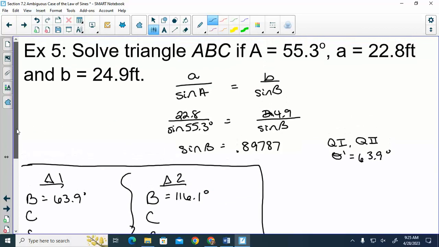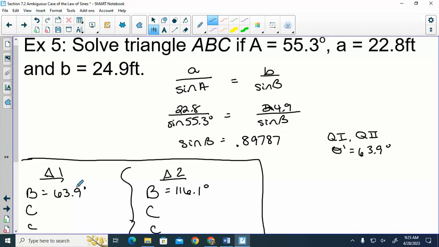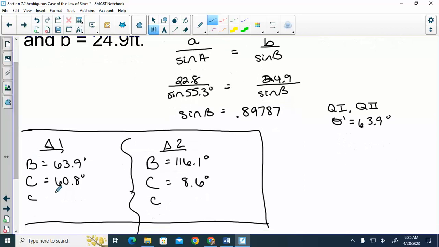So angle C, 180 minus 63.9 minus 55.3, 60.8. And then in triangle 2, that would be 8.6. So far, does everything work out? Yes. Okay, no negative angles, so we're good.